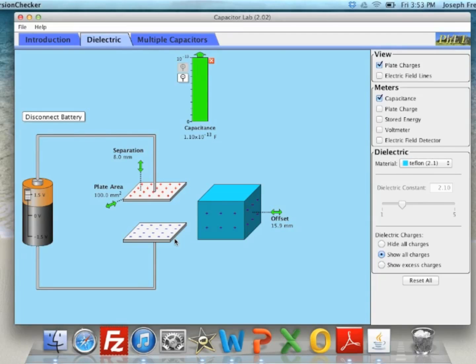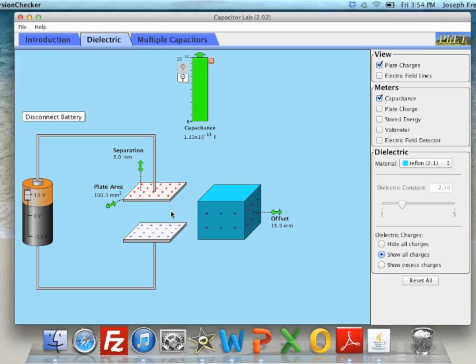All right, so let's look at this animation and see what happens to the capacitance when we adjust the separation and the plate area. And then after that we'll put in the dielectric and see what effect that has. So here we have a capacitor hooked up to a standard 1.5 volt battery. We can see the positive charge accumulated on the top plate, negative charge accumulated on the bottom plate. First let's see what happens with the separation. Remember, if capacitance is inversely related to separation, then if separation goes down, capacitance should go up. Let's see if that's true.